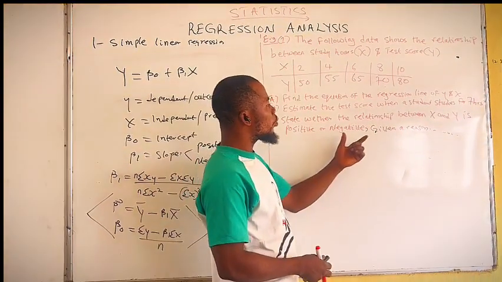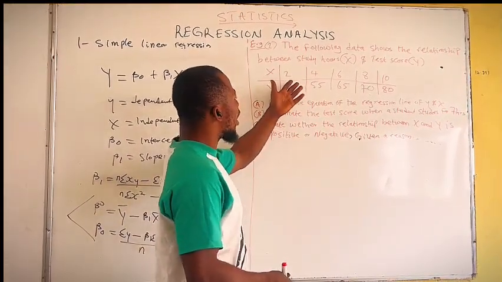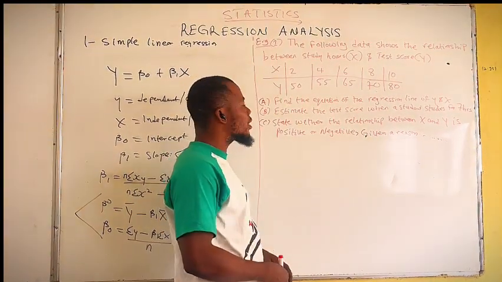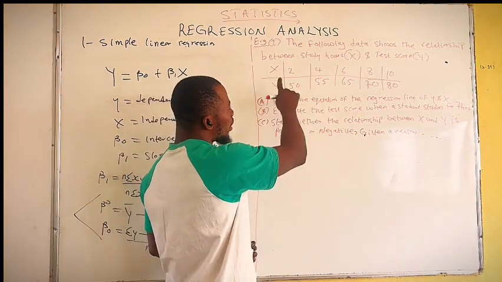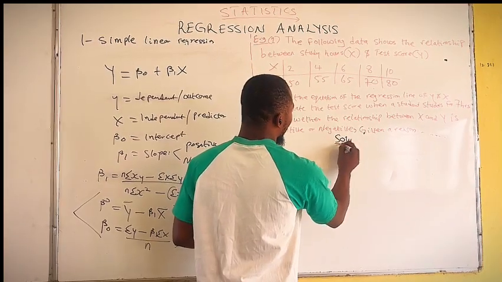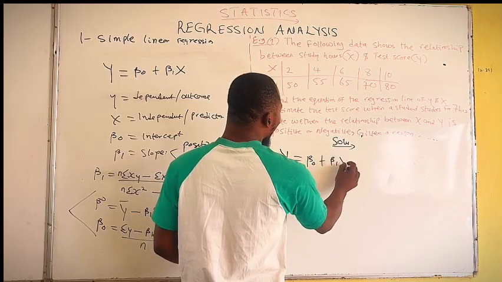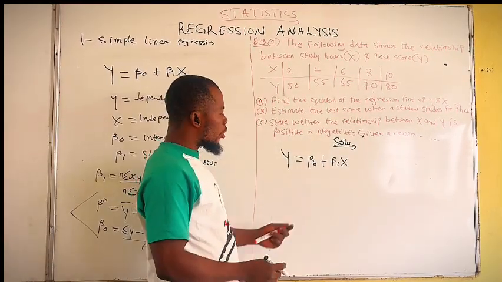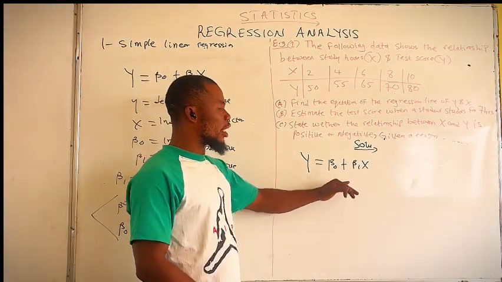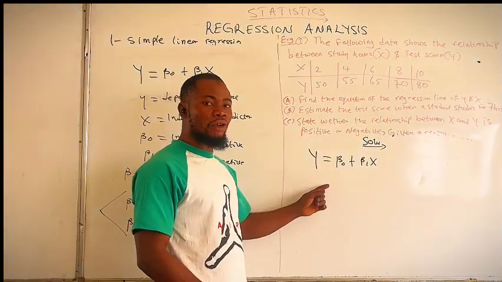To the first question, find the equation of the regression. This is a simple linear regression because we have only two variables, one dependent and one independent. The equation that represents a simple linear regression is y equals beta naught plus beta 1 x. We want to solve for beta naught and beta 1. After solving, you substitute your answers in this equation. That will be the equation of the regression line of y and x.